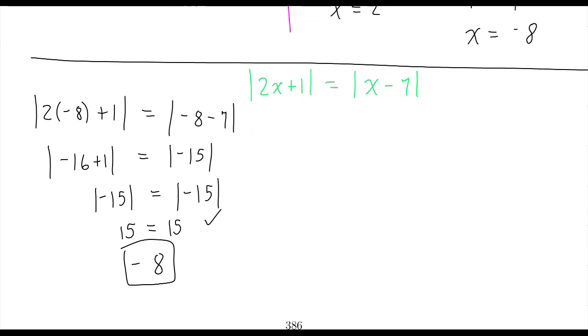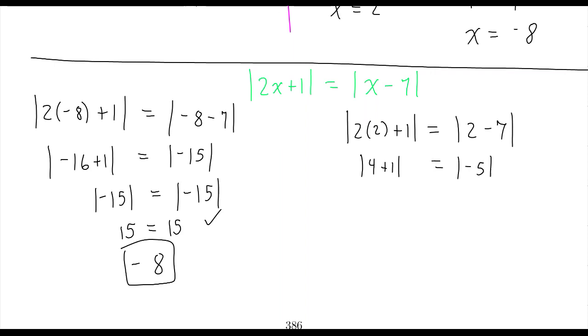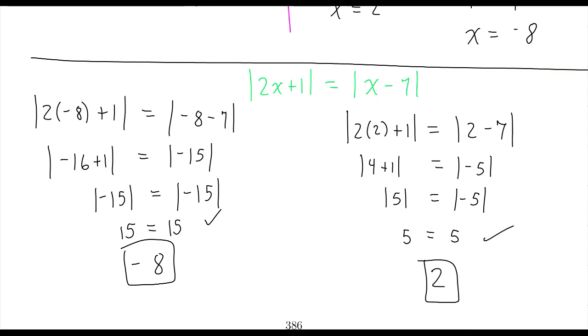Now let's try 2. 2 times 2 plus 1 in absolute value. 2 minus 7 in absolute value. 2 times 2 is 4. 2 minus 7 is negative 5. 4 plus 1 is 5. Okay, and then the absolute value of positive 5 is 5. The absolute value of negative 5 is 5 as well. Check, this one works. So my other solution, 2, is also a solution. Okay, so there we go. When we set f of x equal to g of x, we get both negative 8 and 2 as solutions.